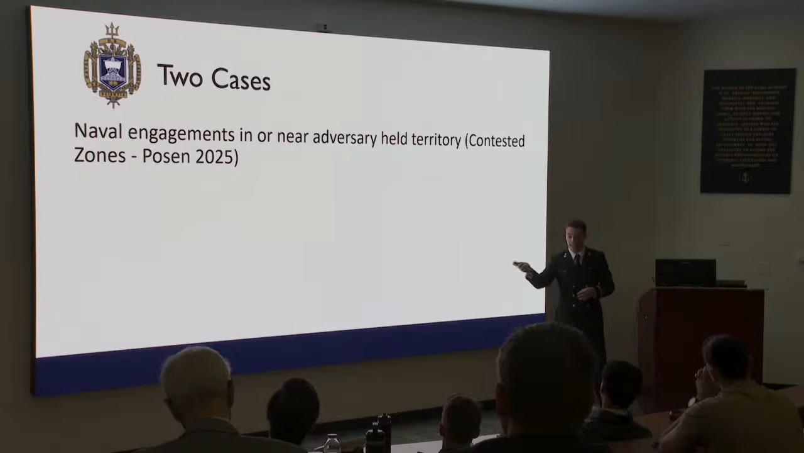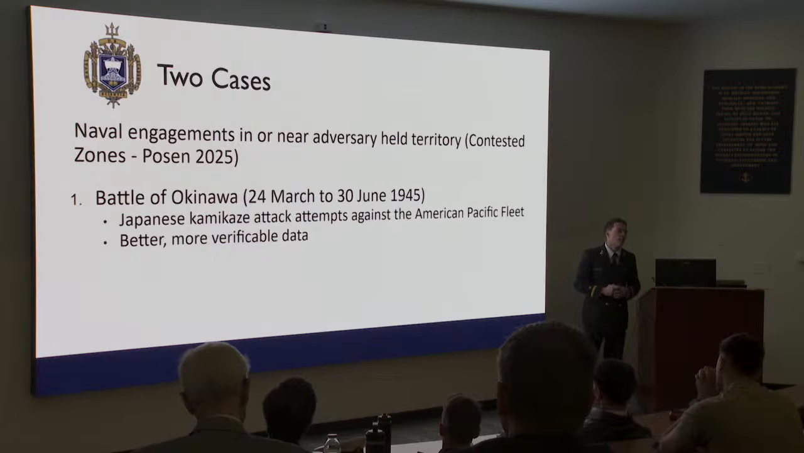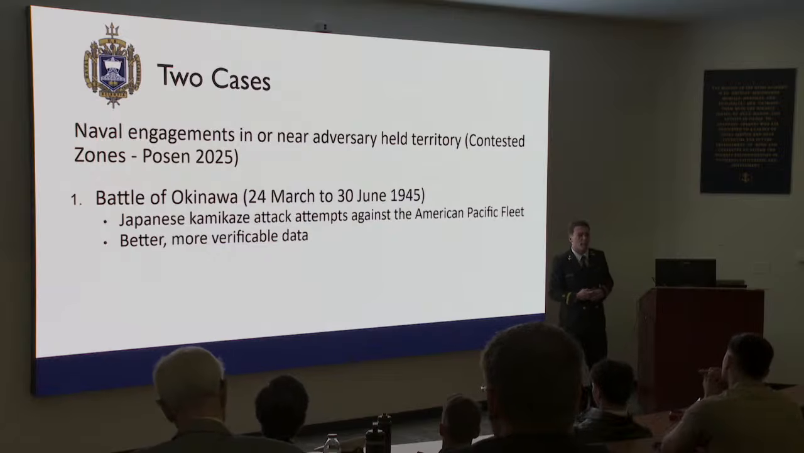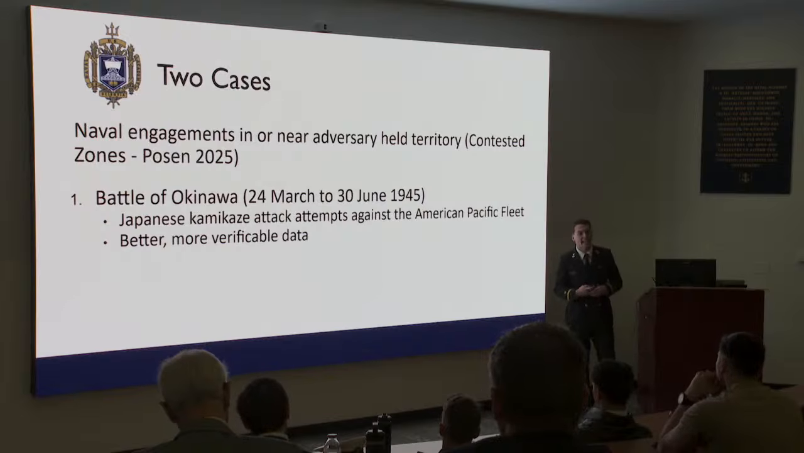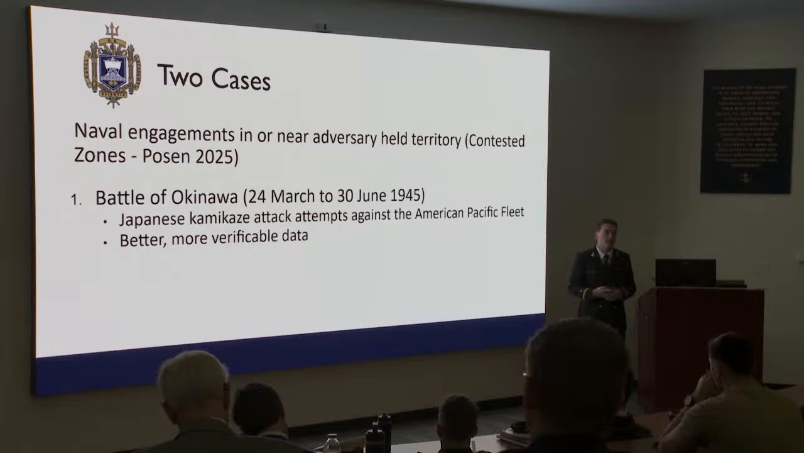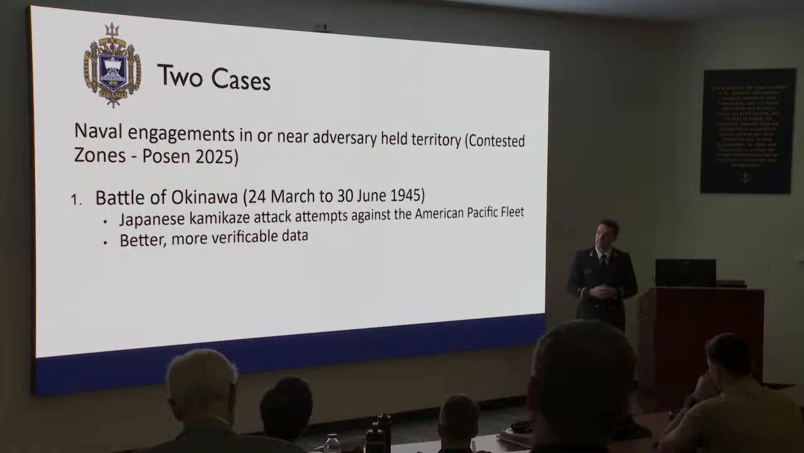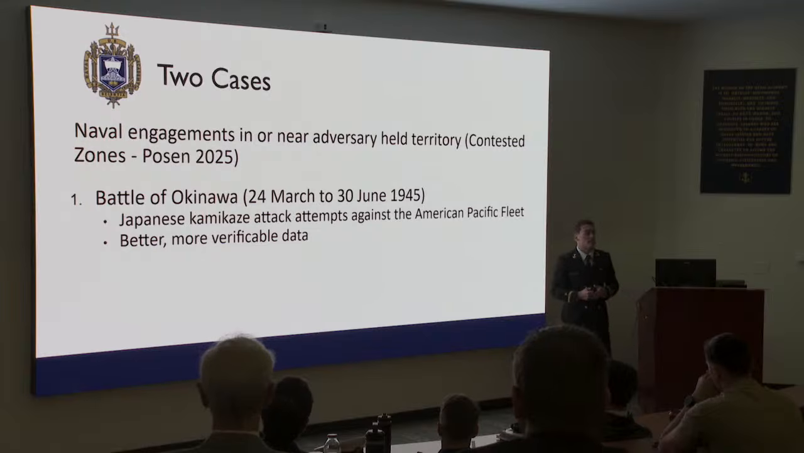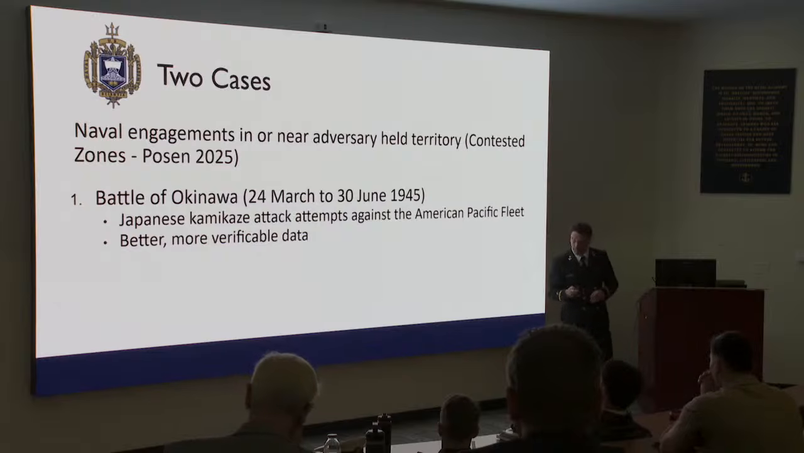So my first example of one of these naval engagements is the Battle of Okinawa, which I'm specifically looking at from March 24th to June 30th, 1945, during the Pacific Campaign of World War II. In this case, I'm specifically looking at Japanese kamikaze aircraft attack attempts against the American Pacific Fleet in or near the Okinawa coastline. Because it is a historical conflict that occurred more than 80 years ago, we have better, more accurate, and more verifiable data that allows for strong and solid analysis on this case.